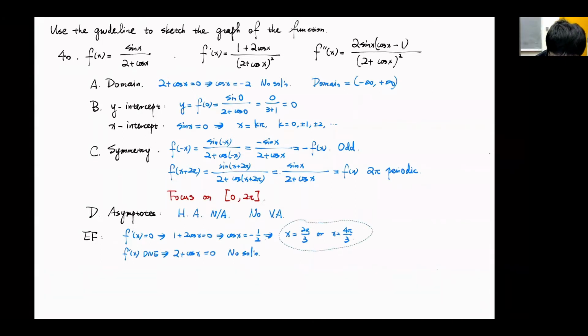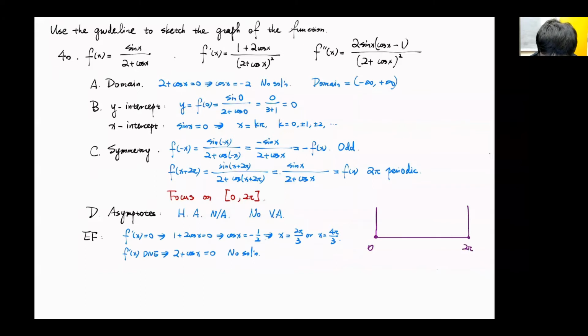Okay, so these two numbers are the only critical numbers I have, and these two numbers separate the finite interval 0 to 2 pi over here. So this will separate it into 3 parts. So this is 0 and this is 2 pi. And I will have the 2 pi over 3 over here, and then 4 pi over 3 is roughly over here. So I need to determine the sign of the derivative on these 3 intervals.